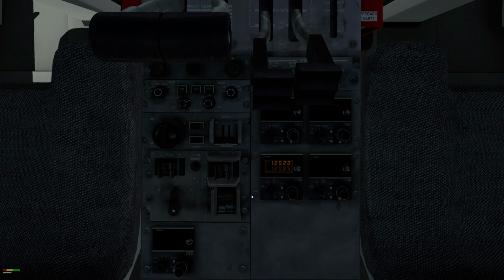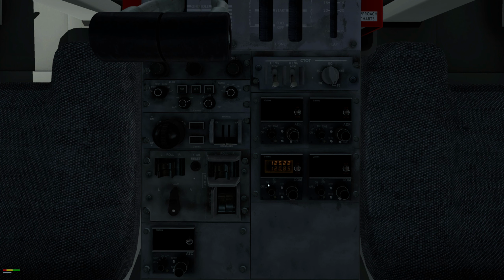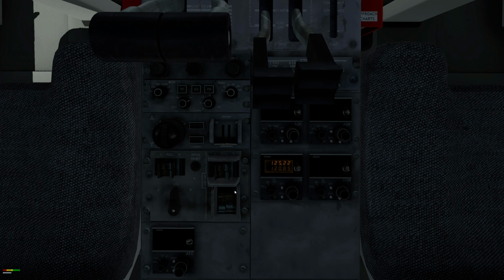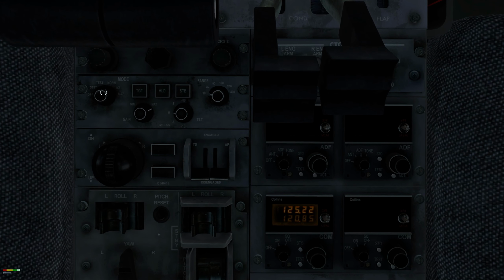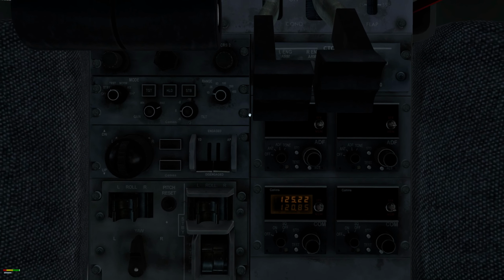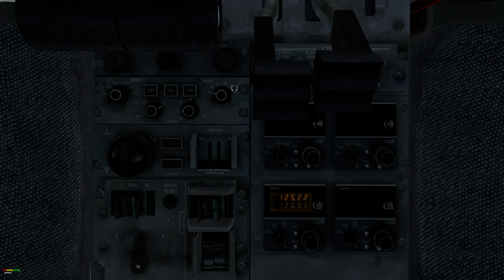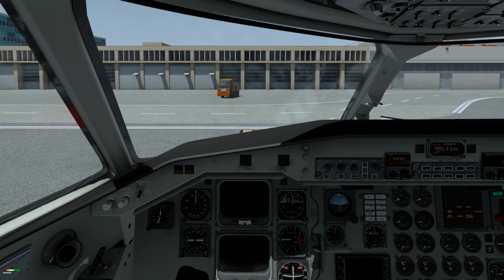And where are we for the radar and transponder? We want the transponder in standby. I've got to remember where it is. Transponder standby. There you go, it's down here. That's on standby. Radar is also on standby. Got a 10 mile range. If I could remember how to get it. There you go, that's 25 miles. Okay, so that's before engine start.